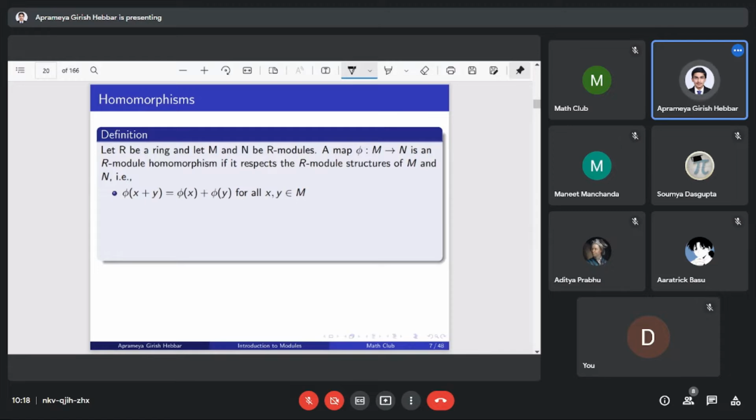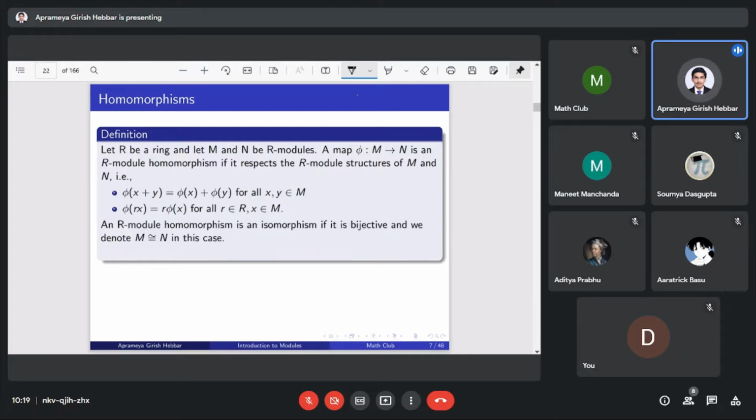So let's see what restrictions we put on a homomorphism. Firstly, phi of x plus y should be equal to phi of x plus phi of y for every x and y in M. Next, phi of Rx should be equal to R times phi of x for all R in R and x in M. So basically, this makes phi into a linear map. An R module homomorphism is an isomorphism if it is bijective, and we denote M isomorphic to N in this case. Bijection means it should be one-one and it should be onto.